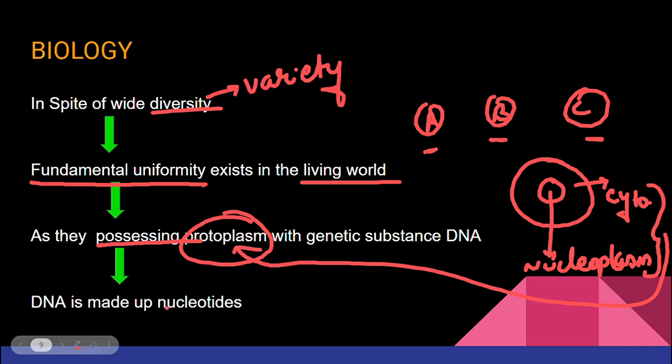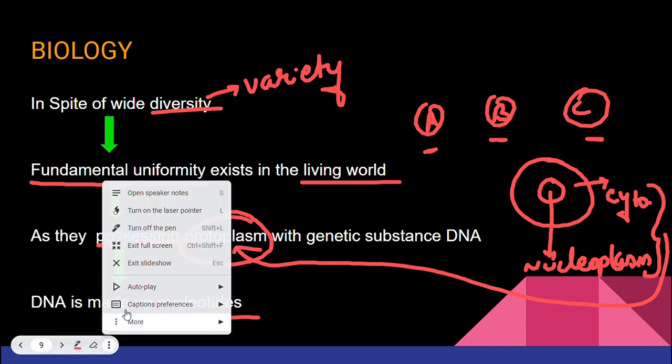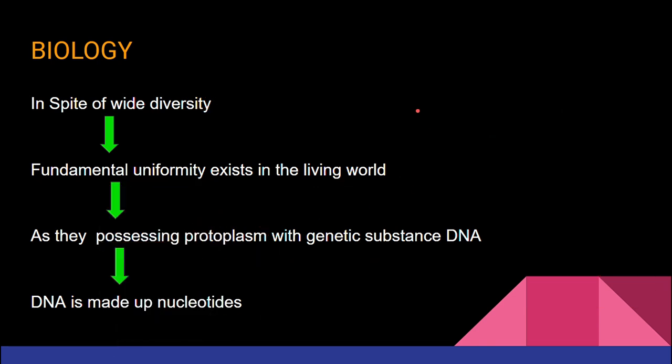DNA is made up of nucleotides. What is a nucleotide, class? Let me erase it all. Okay, what is a nucleotide, class? A nucleotide is nothing but what is written over here: DNA is made up of nucleotides. That means a polymer of nucleotides is going to make your DNA. But by this, what I have to understand is, what is a nucleotide?